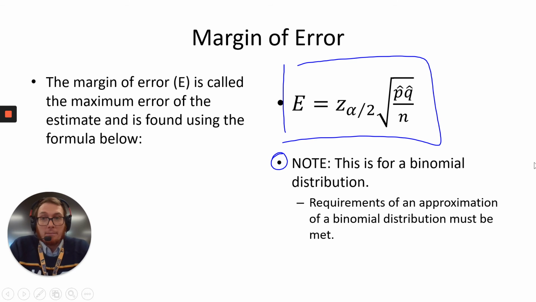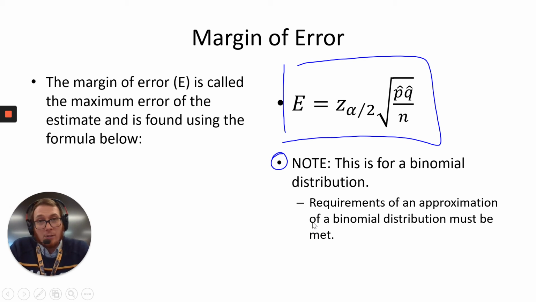So here's the formula. The maximum error of the estimate, which is called the margin of error, is found by this formula. Notice that z alpha over 2, that's just one of those three z-score values that we just located, like 1.645, 1.96, 2.575, times the square root of p hat, q hat, which is sample proportion, and then 1 minus that, and then divide by n. That's all in the square root. This works for any binomial distribution.